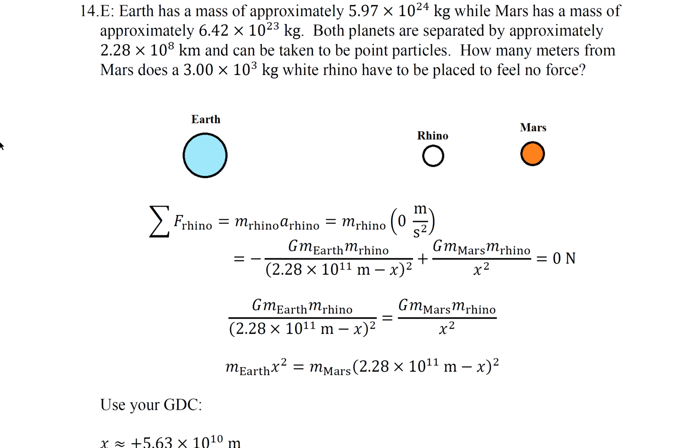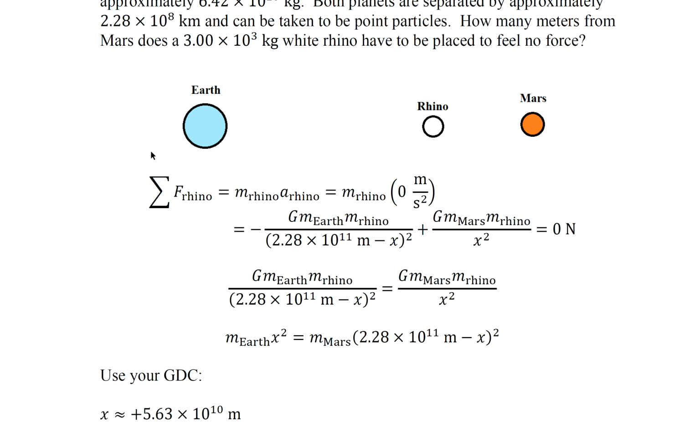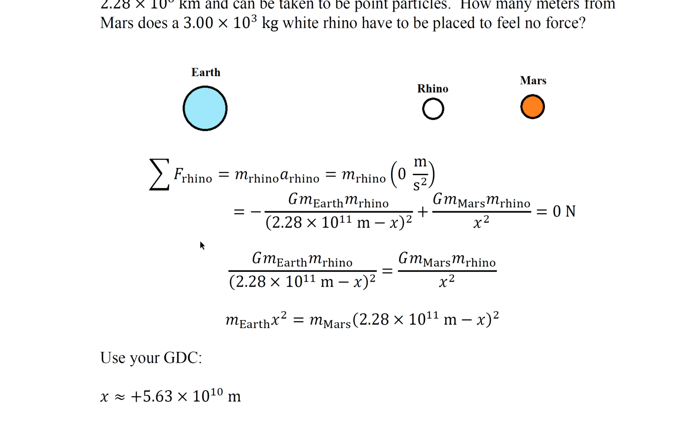So for this white rhino to not move at all, we need to use sigma f equals ma. A is 0. So the Earth pulls the rhino to the left and Mars pulls the rhino to the right. So that's why there's a negative sign here. That's why there's a positive sign here. And we just solve for x. Let's use our graphical display calculator.